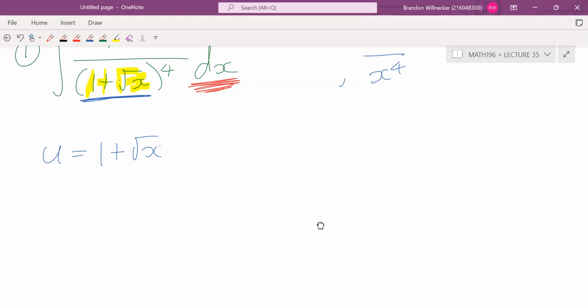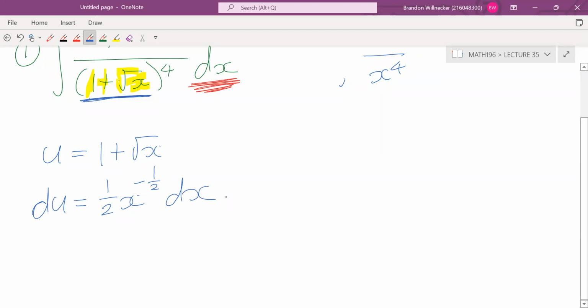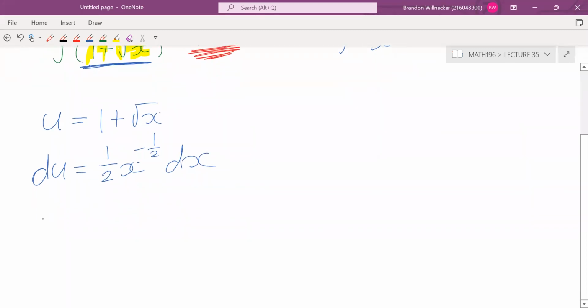So we've got u is equal to this function of x. We can then find du. So du is going to be the derivative with respect to x. So it's going to be 1/2 x to the minus 1/2 dx. Okay, we can rewrite that. That's du is 1 over 2 root x dx.